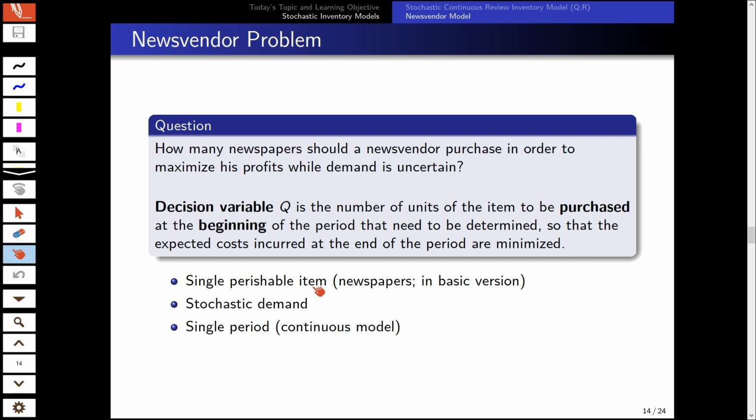We are looking at the basic version of the problem with a single perishable item. There are also models available that deal with multiple perishable items. That makes sense if they are somehow linked to each other, so they would occupy capacity or something, so that these problems need to be regarded together. The Newsvendor is facing stochastic demand, so his demand is uncertain, and we are looking at a single period in a continuous model that is equivalent to the EOQ formula, the stochastic one. We are looking at a single cycle and a single period, and we assume that it will repeat itself over and over again.